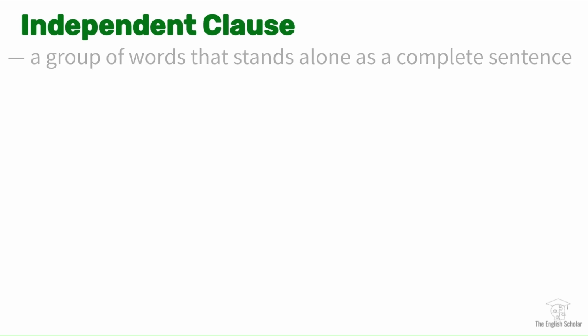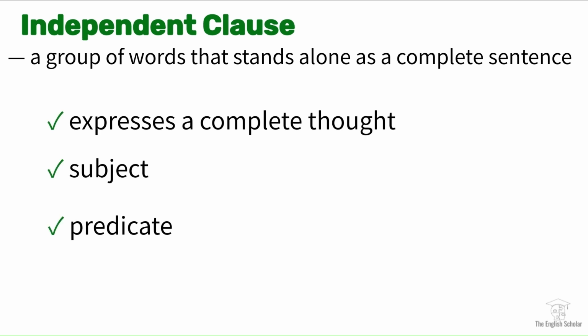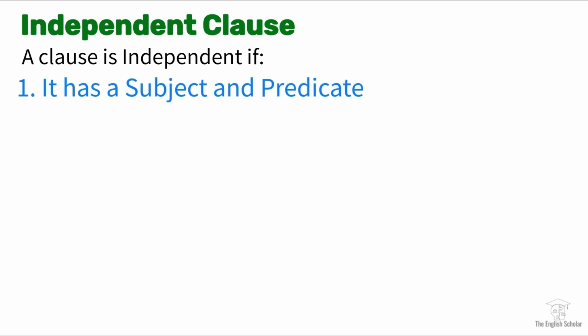An independent clause is a grammatical term that refers to a group of words that can stand alone as a complete sentence. It expresses a complete thought and contains a subject and a predicate. To know if a clause is independent, here are its key indications. Number 1. Subject and predicate.